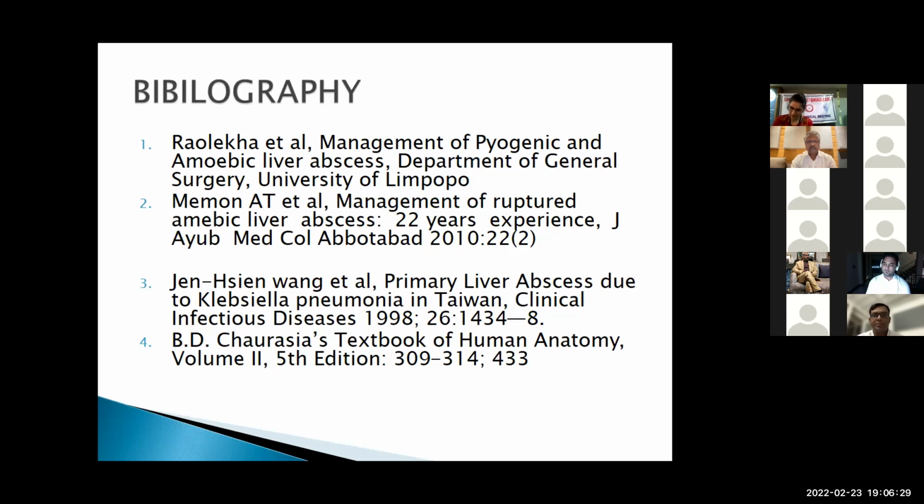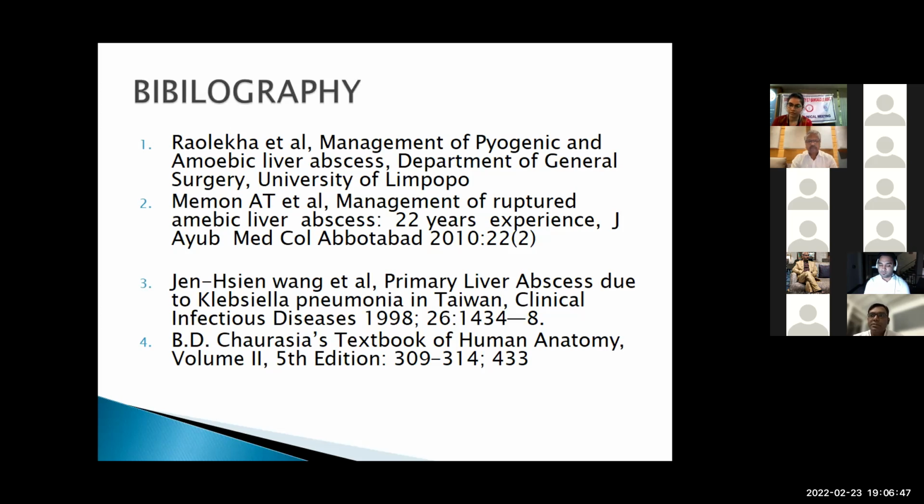Basically, it is ruptured. Yes, sir. All were ruptured, because one photo you showed was not ruptured, that's why we just asked. And you also concluded that you had many patients with fevers with chills and rigors. Yes, sir.